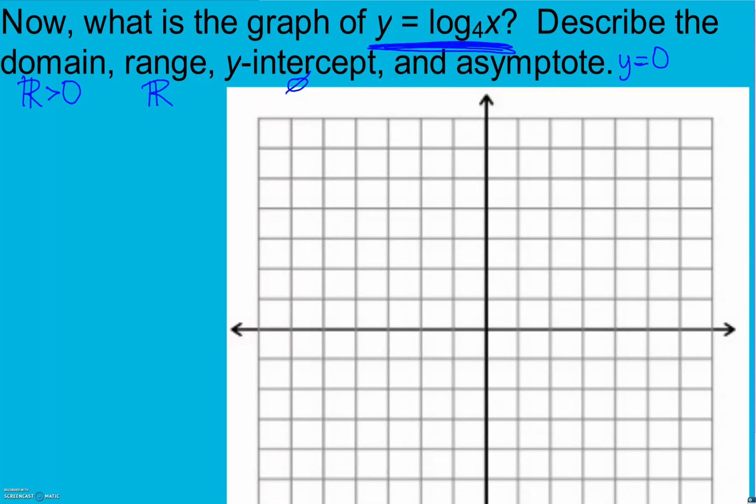Now, in order to find our graph here, we need to switch it to exponential form. We can't just graph from our logarithmic form. So we have 4 to the y power equals x. We don't know what y values we'd get if we plug numbers in for x. So instead, we're going to find the inverse here, which takes us to our original exponential function. We get 4 to the x power equals y. And this is the inverse exponential.